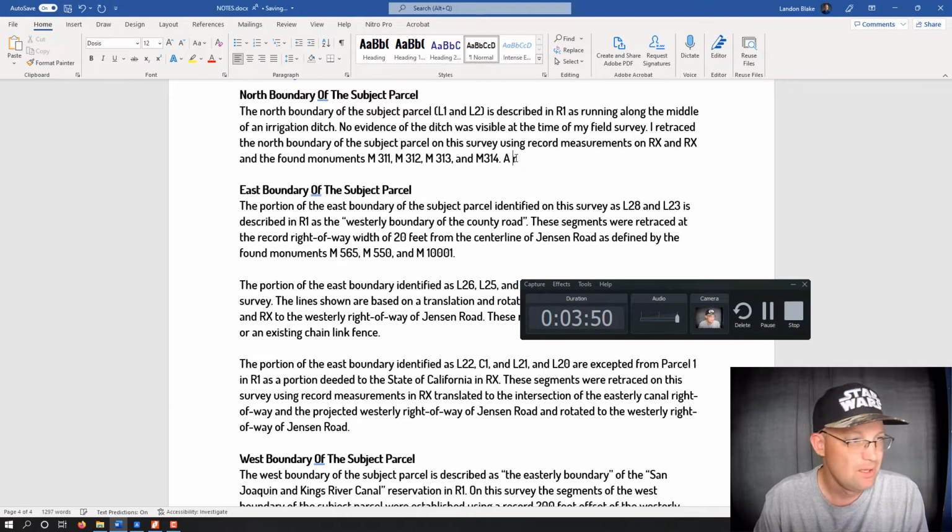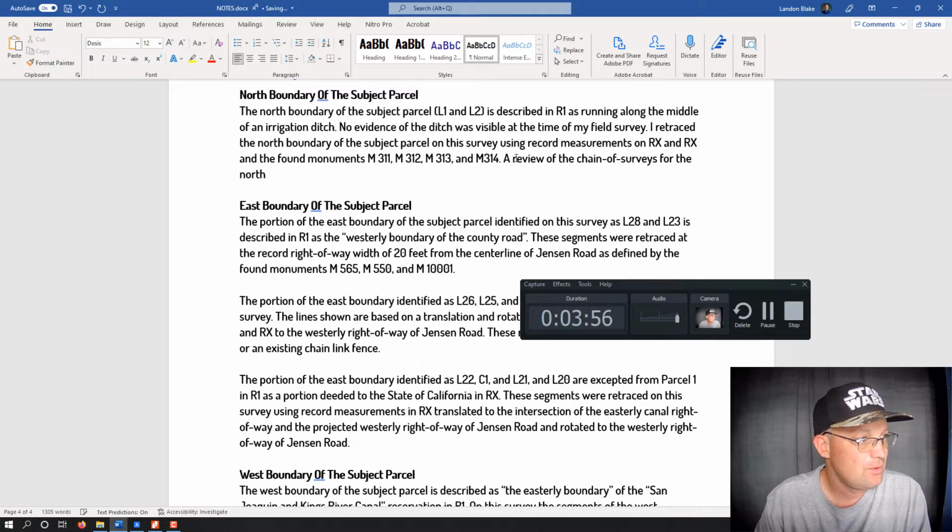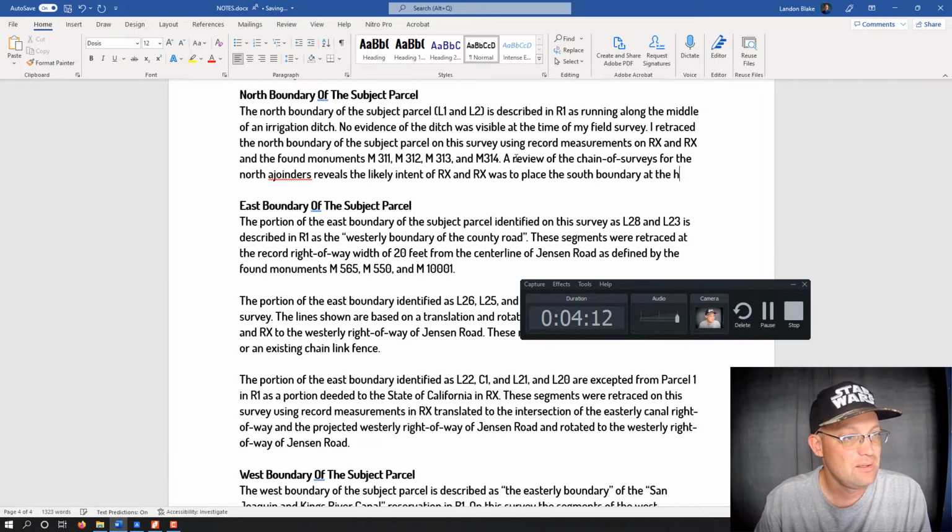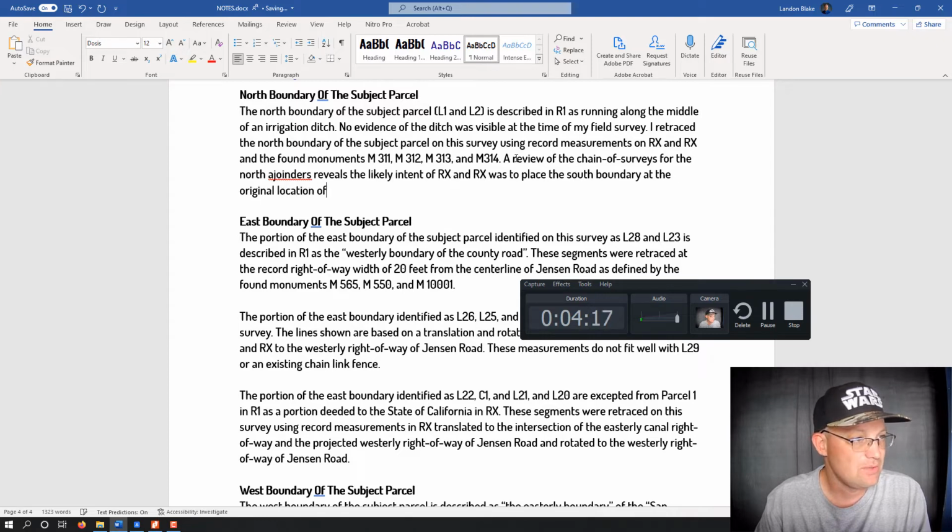I think I want to say: review of the chain of surveys for the north adjoiners reveals the likely intent of RX and RX, the two subdivision maps, is to place the south boundary at the original location of the irrigation ditch.